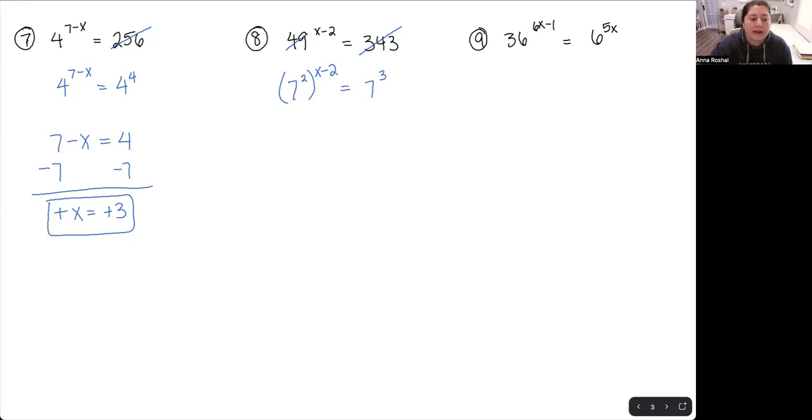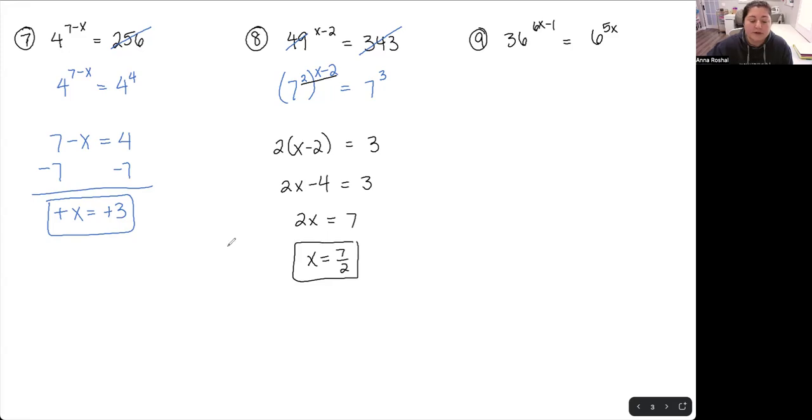And then when I see an exponent to an exponent, this goes in and does this multiplication bit. And so I'm going to distribute. So I'm going to end up with 2x minus 4 equals 3. I'm going to add 4, so that equals 7, and then divide by 2. And that is 7 over 2. And again, I can leave it improper, no problem.